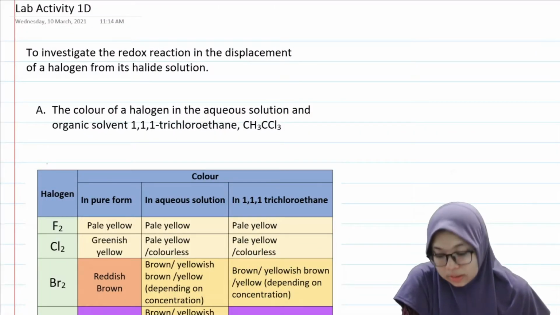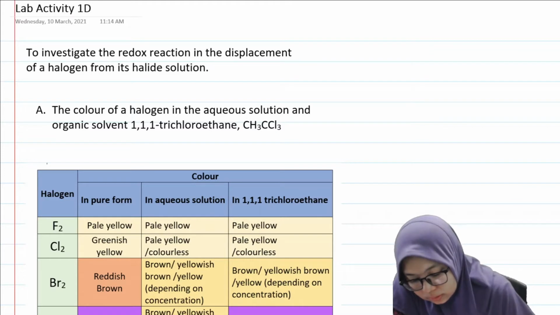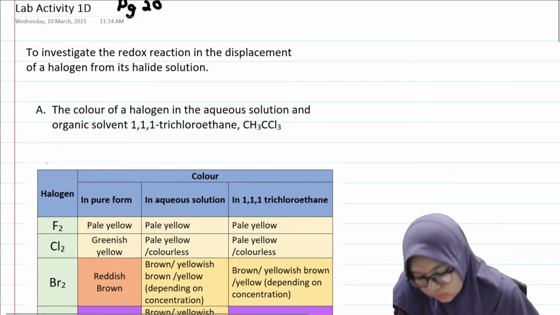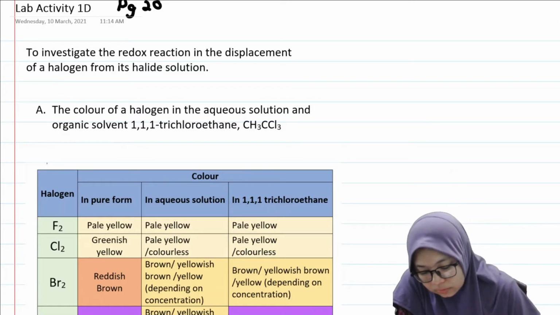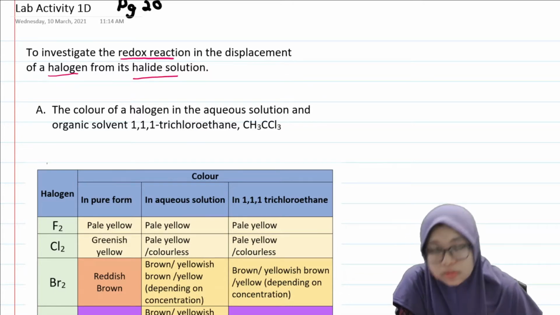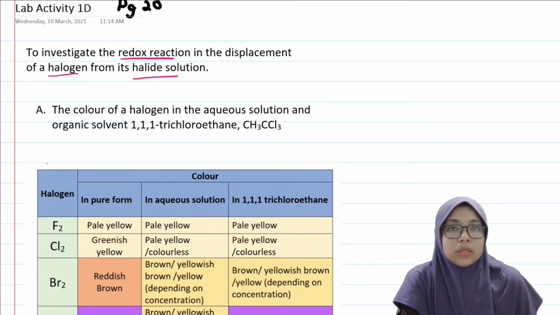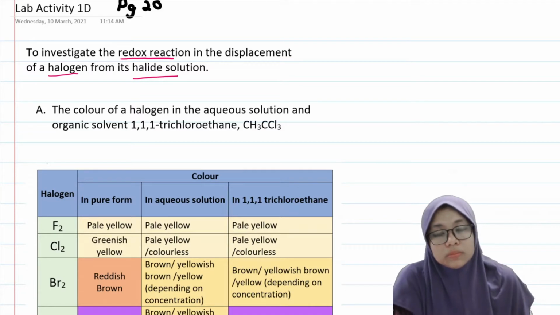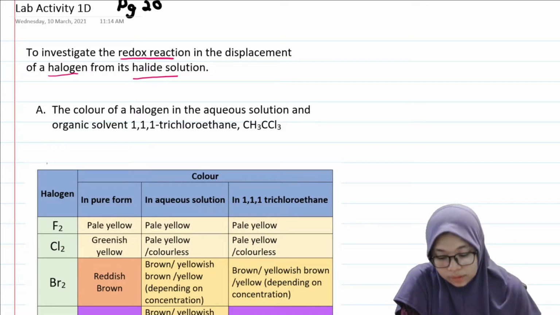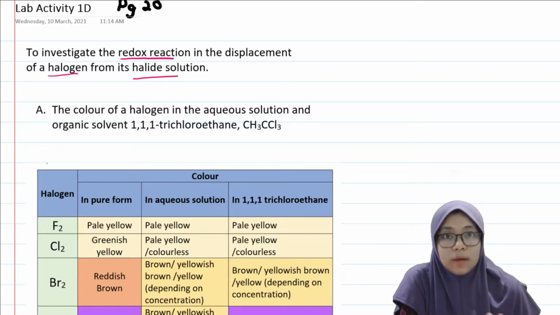Now let's look at lab activity 1D. This is on page 20 in your textbook. The aim of the experiment is to investigate the redox reaction in the displacement of halogen from its halide solution. I already explained the terms halogen and halide in my previous video. For this experiment, we have two parts.